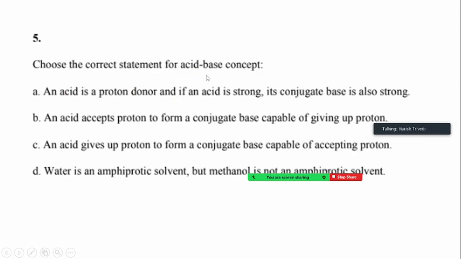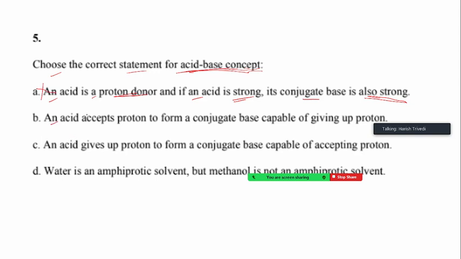Then question number 5. Question number 5 is, choose the correct statement for acid and base concept. First is, an acid is a proton donor. Yes, it is right. And if an acid is strong, its conjugate base is also strong. No, it is not correct. If an acid is strong, its conjugate base will be weak. So the first point is incorrect.